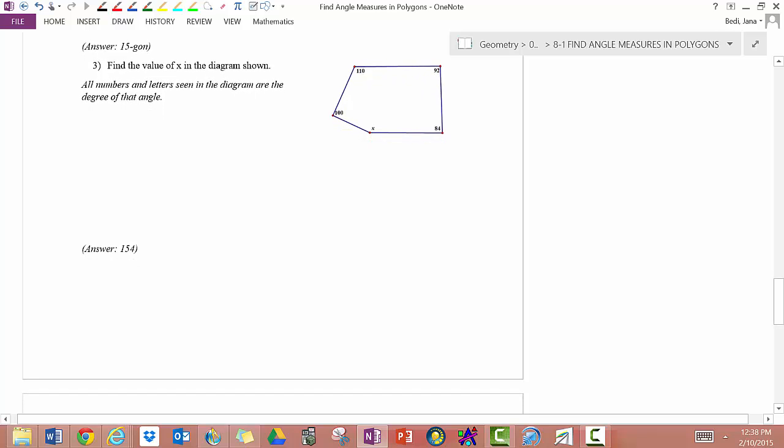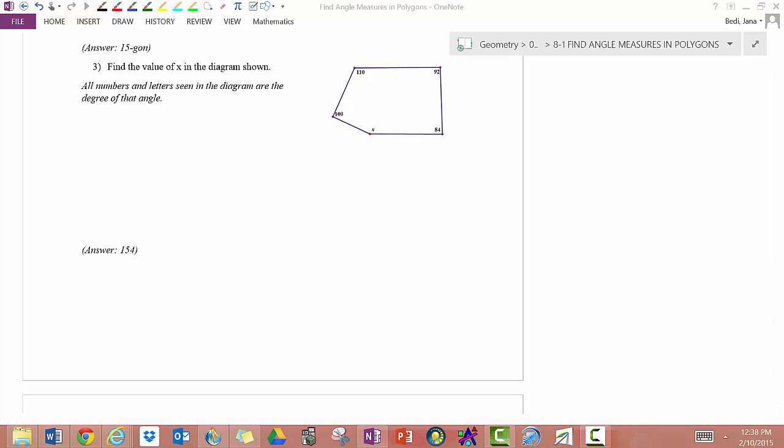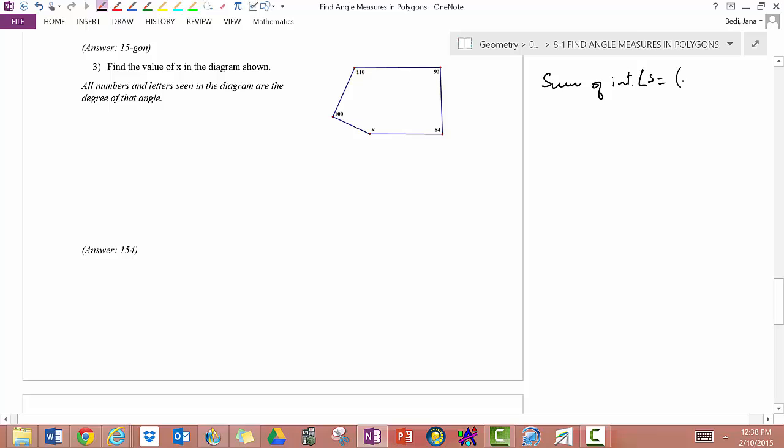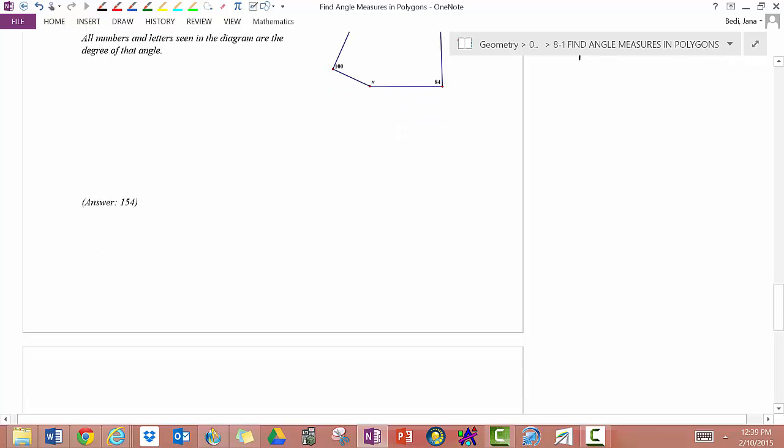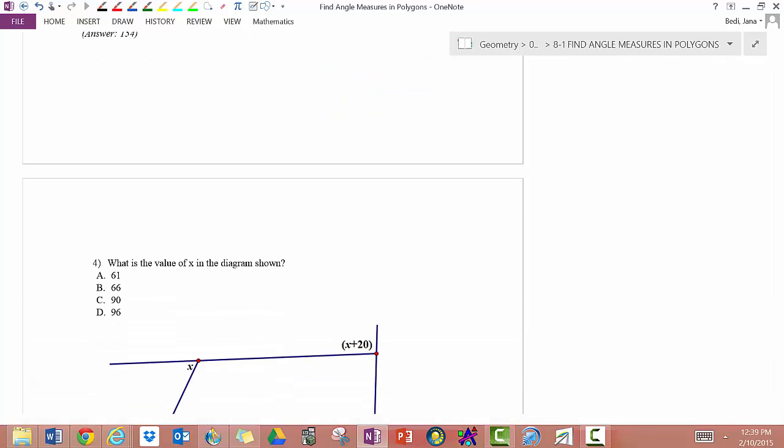Find the value of x in the diagram. So what you'll do first is find the sum of the interior angles. So you'll say sum of interior angles equals n minus 2 times 180. You find that number, and then you'll add all the angle measures and make it equal to whatever you get here. Okay, and that's all for x.